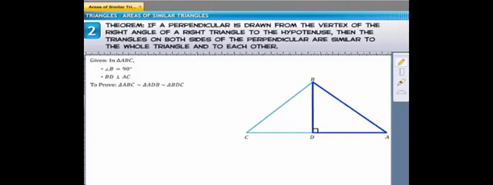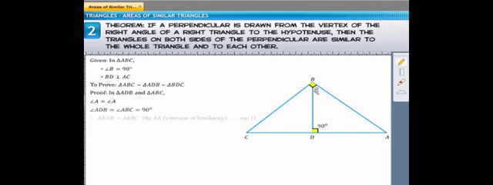In triangles ADB and ABC, angle A is common. Similarly, angle ADB is equal to angle ABC as both are 90 degrees. Therefore, by the AA criterion of similarity, triangles ADB and ABC are similar. Let's assign this as observation 1. Similarly, we can prove that triangle BDC is similar to triangle ABC. Let's assign this as observation 2.